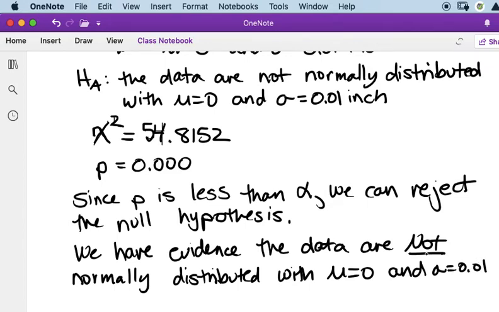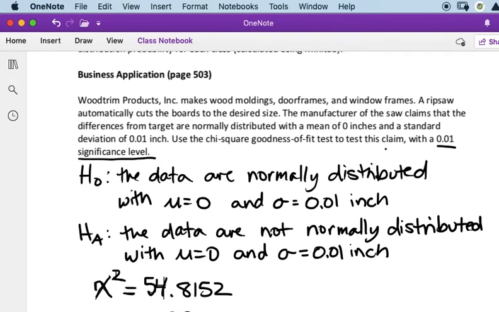So what does this tell us about our situation, or our saw that is cutting our wood pieces? Well, it probably tells us that the manufacturer is incorrect because we have evidence that their claim is not true. So that could mean that there is something wrong with the saw.